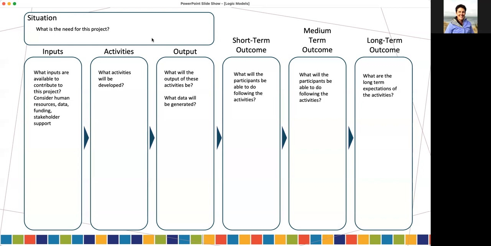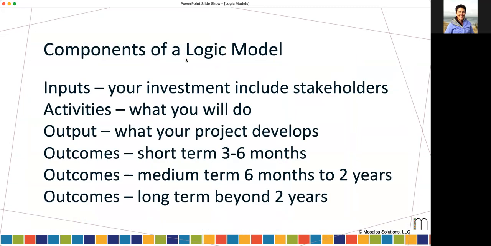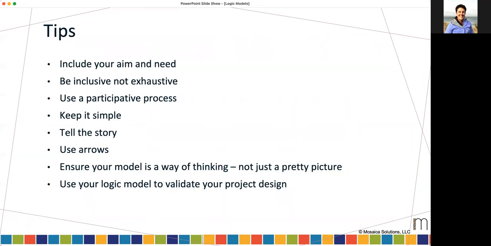You'll note at the top, we included the situation. What is the need for this project and what is the aim? You see in this graphical representation, having that situation or need is a valuable component of the work that you're doing. So again, as a reminder, your inputs are your investment, including your stakeholders. Your activities are what you will do. Your output is what your project develops. And then we think of outcomes in terms of a short-term, medium-term, and long-term approach in the 3 to 6 month, 6 month to 2 year, and beyond 2 year range.